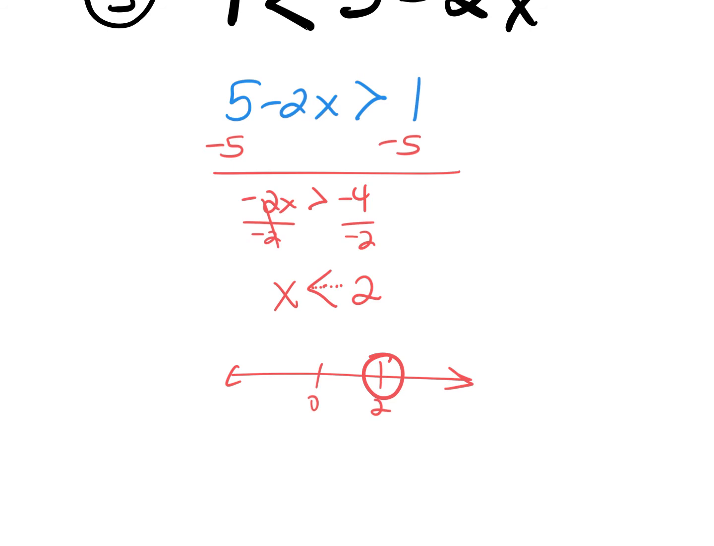Where is my sign pointing? It says x is less than 2. Where are all the x values less than 2? They're this way. This way is less than 2.